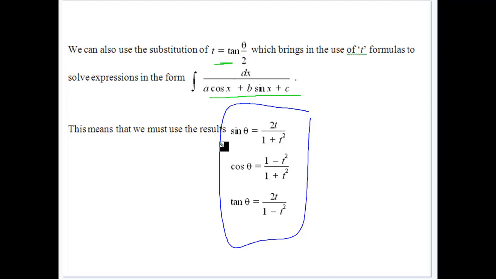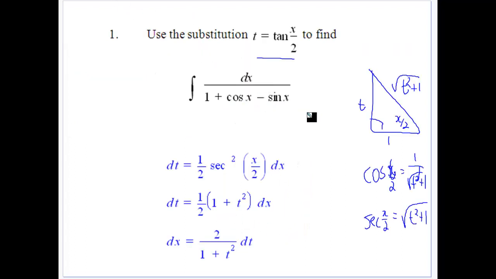So what do we got to remember? From our extension 1 course, sine theta is equal to 2t on 1 plus t squared, cos theta is 1 minus t squared on 1 plus t squared, and tan theta is equal to 2t on 1 minus t squared. We've got to remember those relationships to solve and do the manipulation here, because the manipulation that takes place is a bit intricate.